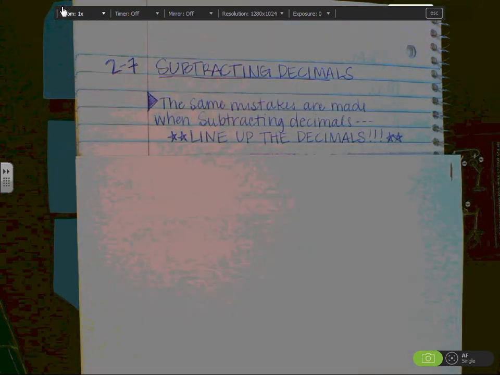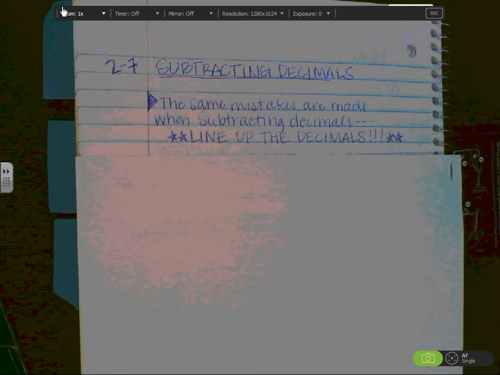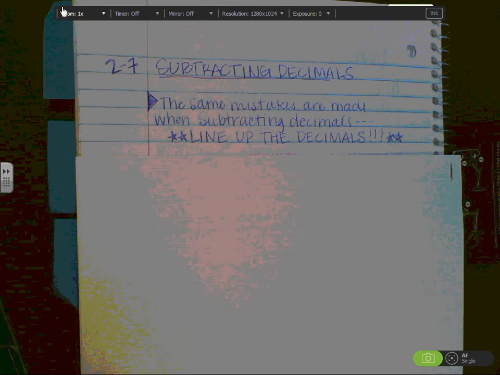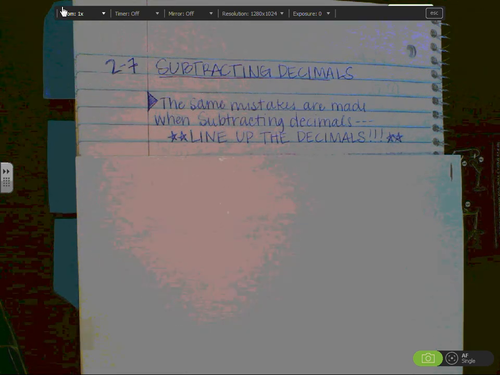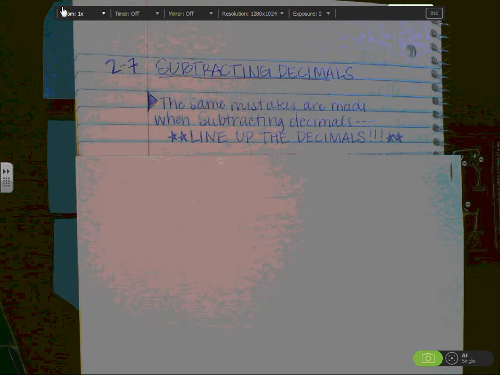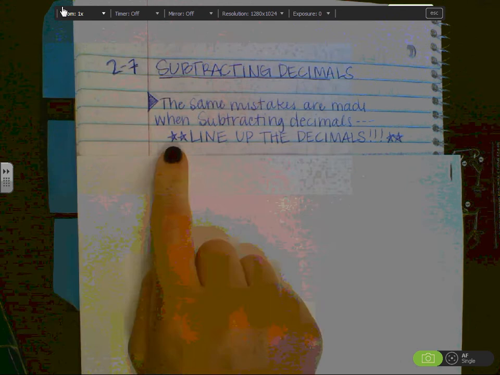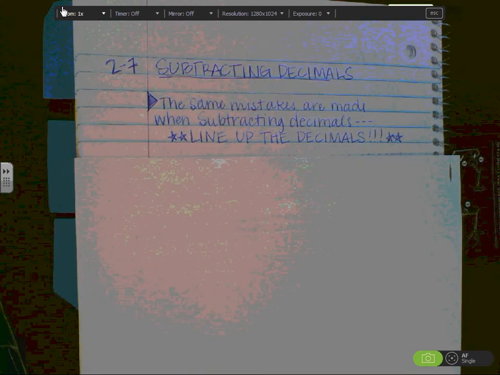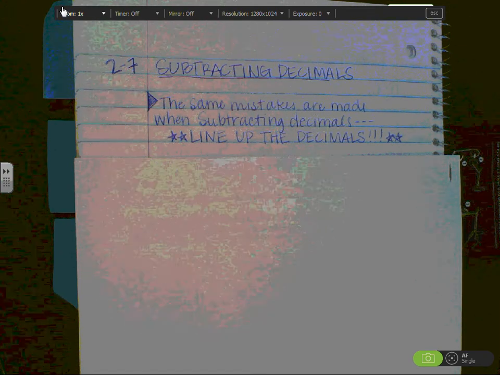The same mistakes are made when people subtract decimals. The exact same mistakes that they make with adding decimals, they make with subtracting decimals. So the first thing that you must do is line up the decimals. Stars, exclamations, okay? Make sure that is the first thing you do when you add or subtract decimals.